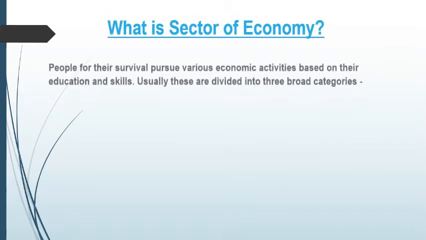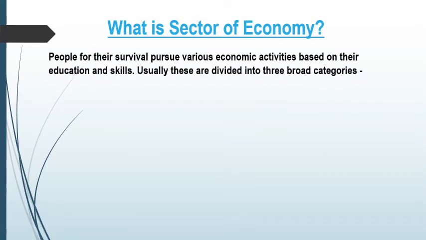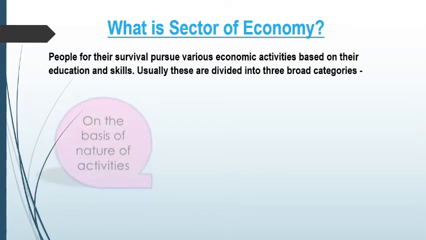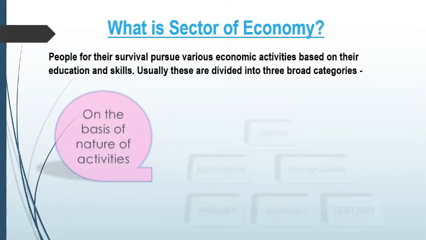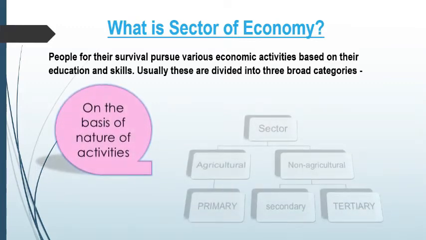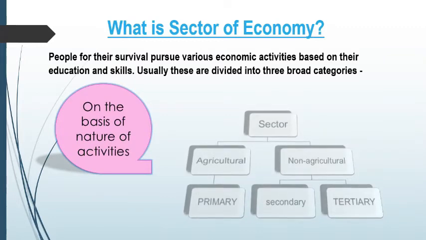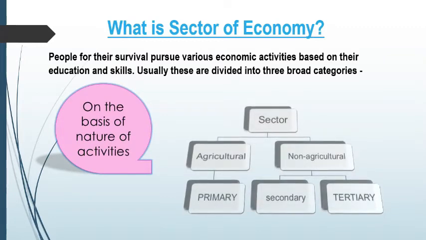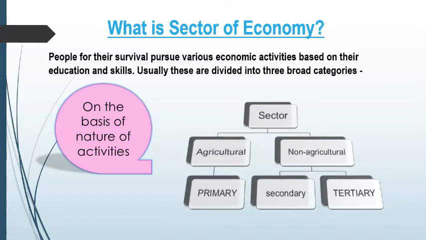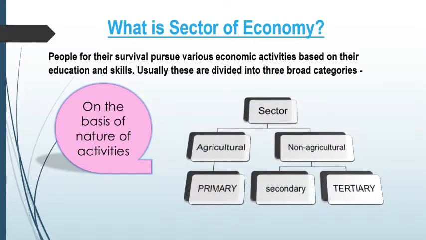Now we begin with what is sector. People for their survival pursue different economic activities based on their education and skills. Usually these economic activities are classified into various sectors. On the basis of nature of activities, these are firstly divided into two groups, agricultural and non-agricultural. Agricultural activities are related to primary sector and non-agricultural activities are related to secondary and tertiary sector.